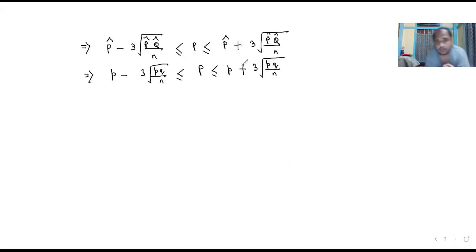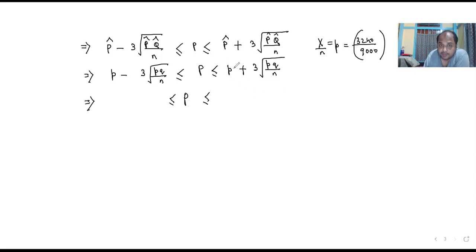Now you know small p, you can calculate this. Capital X by N is your small p, which is 3240 by 9000. So what you can do now is calculate this value, and consequently you can find the limit within which this population probability will lie. So again, try to find this lower limit and this upper limit by yourself and tell me what you get. That will complete your calculation of the given problem.